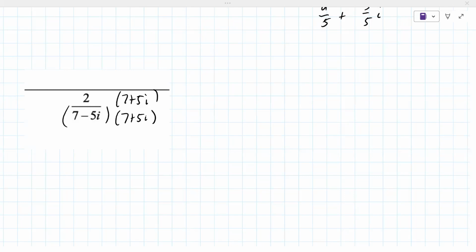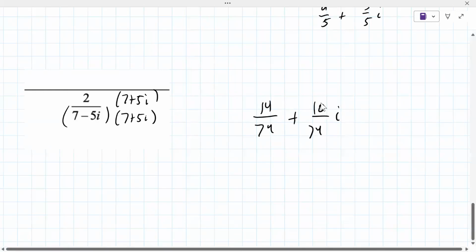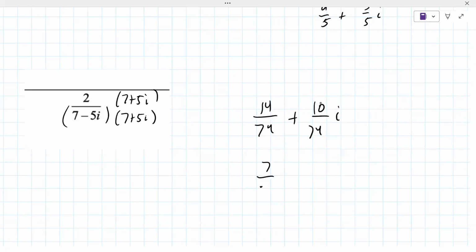So I got 14 over 74 plus 10 over 74i. Okay, really close. You can reduce both of these fractions. They're both divisible by 2. So that's 7 over 37 plus 5 over 37i. Really good. Okay, so I mean, we don't need to do them, but you ought to be able to do the first couple here.